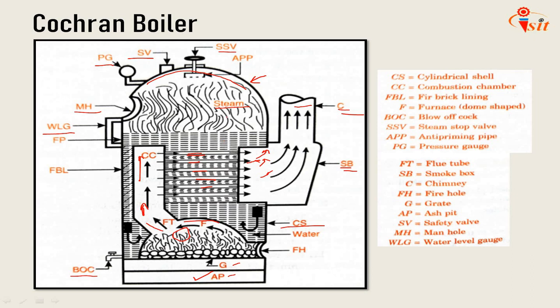The various boiler mountings are safety valve, steam stop valve, pressure gauge, water level gauge, manhole, blow off cock, etc. Here also the path of combustion gases and circulation of water are shown by the arrows.